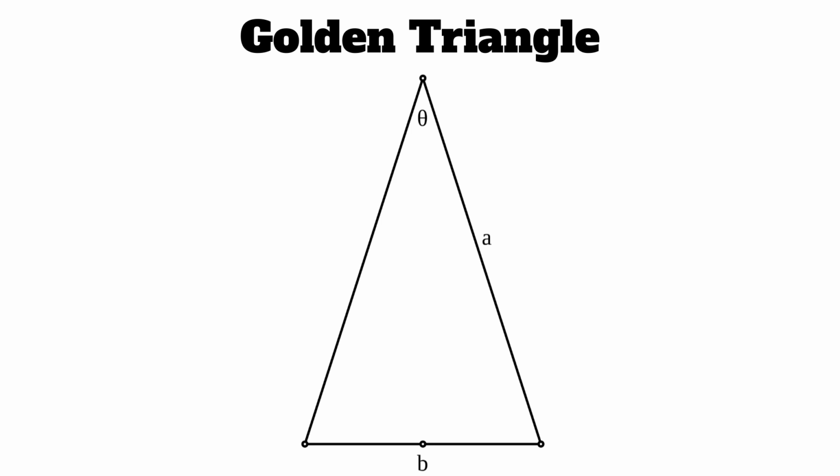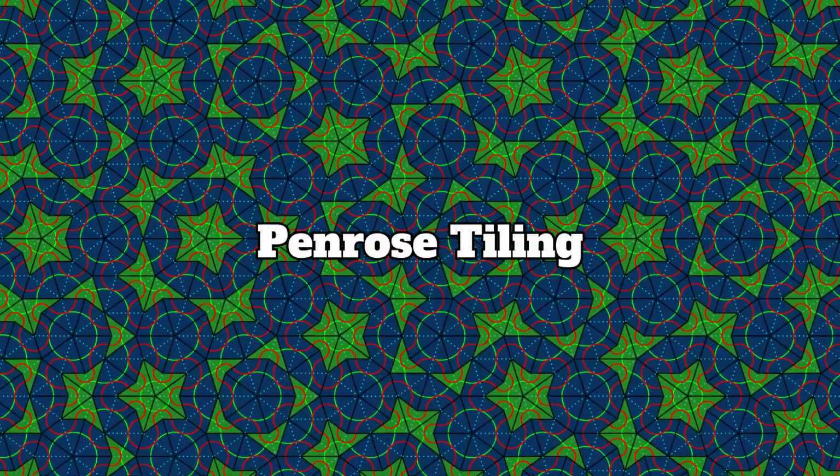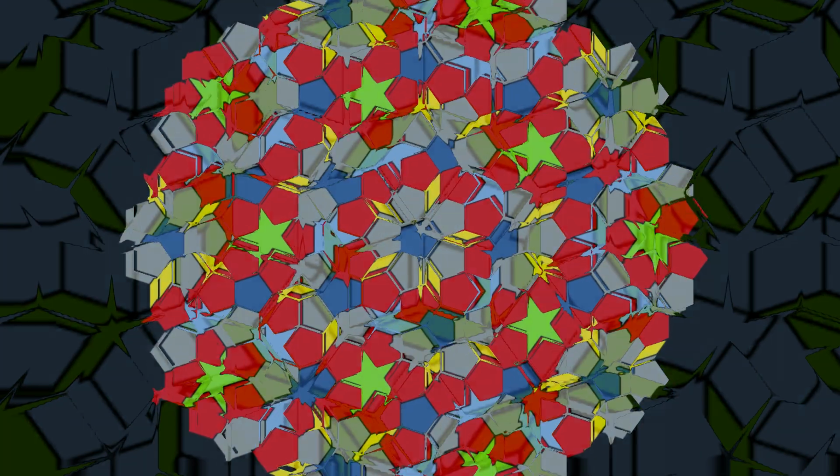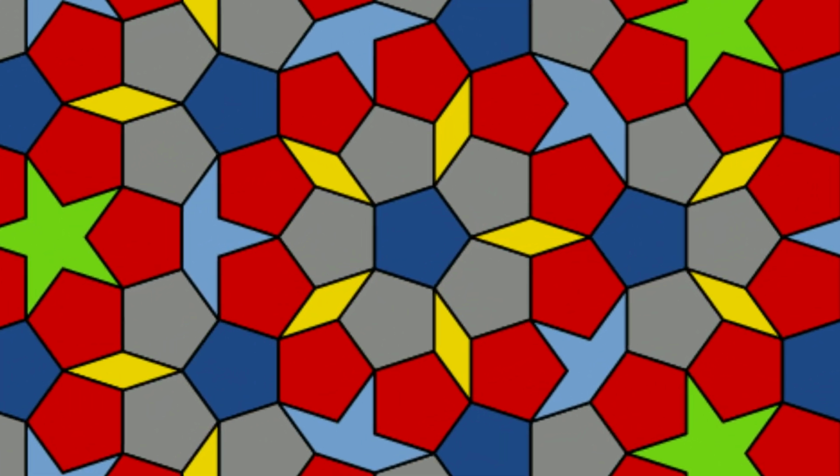These golden triangles form the basis of the Penrose tiling, a pattern discovered by mathematician and physicist Roger Penrose. The Penrose tiling is a non-repeating pattern that covers the entire plane without gaps or overlaps, and it's composed of shapes that are related to the golden triangle.